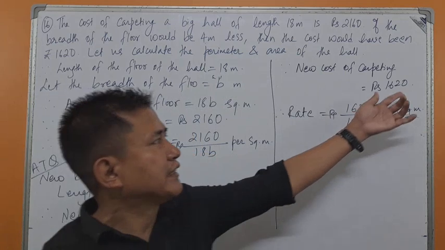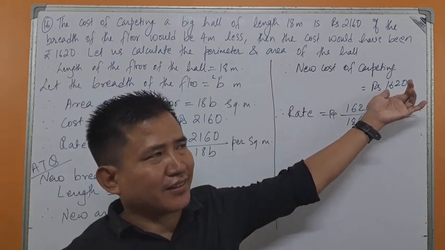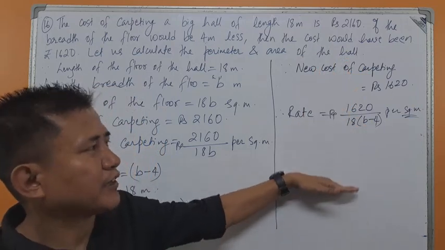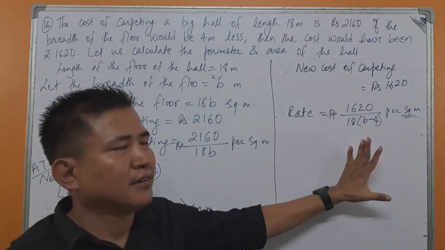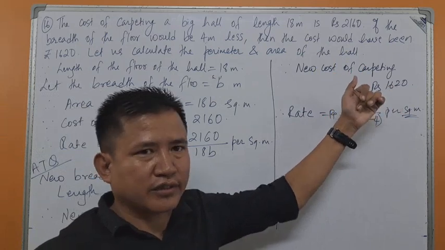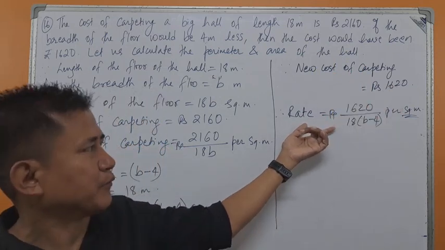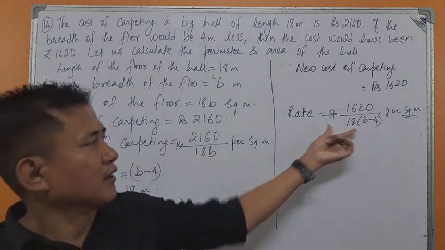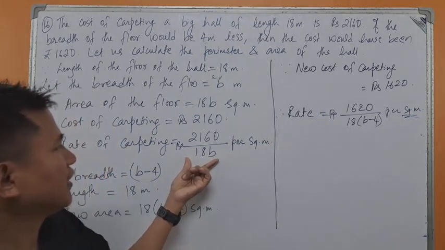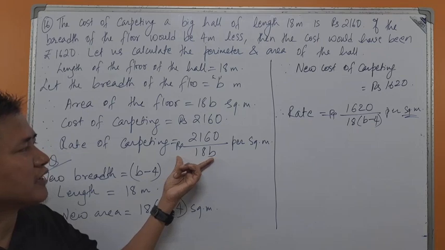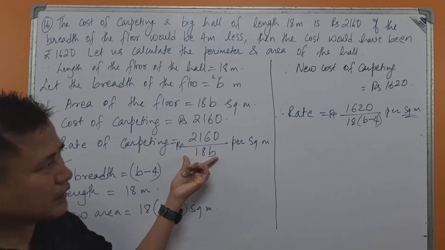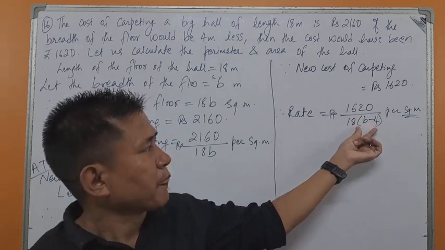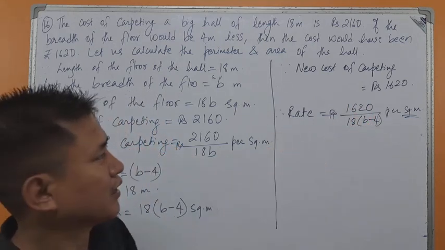Actually the cost decreased not because the rate is decreased. Cost decreased because the area had decreased, isn't it? Because we have decreased the breadth, so area decreased and the total cost also decreased, but rate remained same. Which means rate of carpeting is this and this, both are equal. In the previous case we got the rate of carpeting as 2160 divided by 18B. Now we got the rate of carpeting 1620 divided by 18 into B minus 4. These two are same.